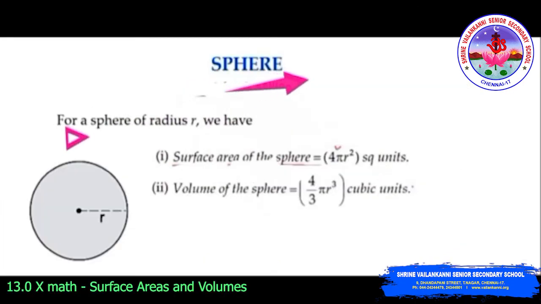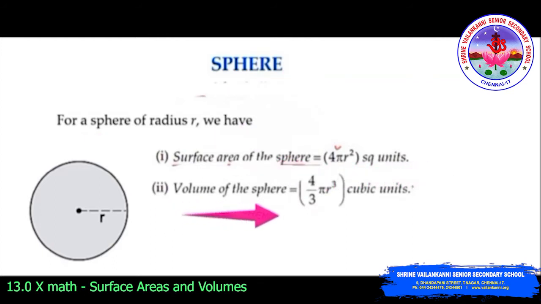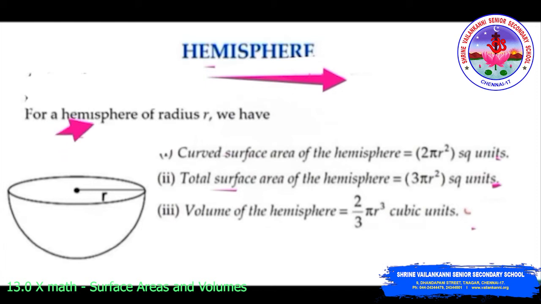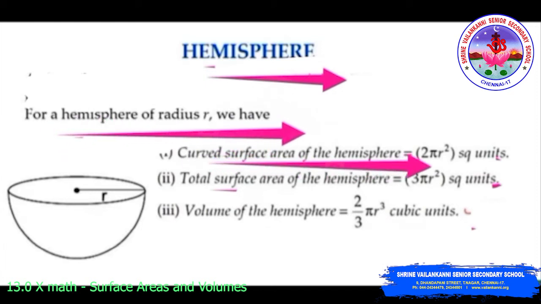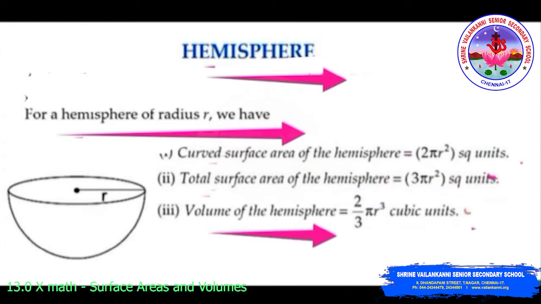Sphere. For a sphere of radius r, the surface area of the sphere is equal to 4πr² square units, and the volume of a sphere is equal to 4/3 πr³ cubic units. Hemisphere. For a hemisphere of radius r, the curved surface area of the hemisphere is 2πr² square units. Total surface area of the hemisphere is equal to 3πr² square units. Volume of the hemisphere is 2/3 πr³ cubic units.